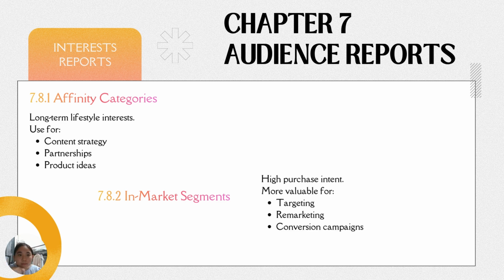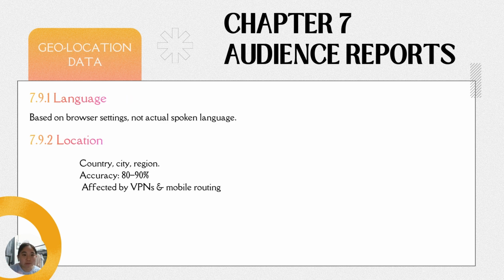For affinity categories, these are long-term lifestyle interests, used for content strategy, partnerships, and product ideas. For in-market segments, high purchase intent is more valuable for targeting, remarketing, and also conversion campaigns.